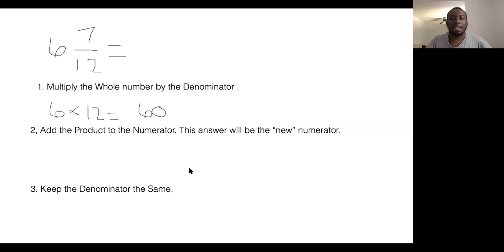Then it says step 2 is to add the product, which is 60, plus add the numerator. My numerator is 7. 60 plus 7 equals 67. Then it says this will be the new numerator.